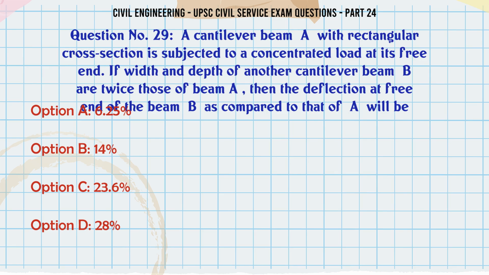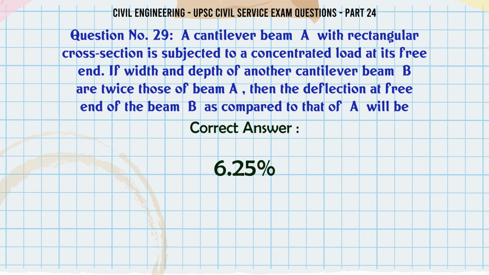A cantilever beam A with rectangular cross-section is subjected to a concentrated load at its free end. If width and depth of another cantilever beam B are twice those of beam A, then the deflection at the free end of beam B as compared to that of A will be A. 6.25, B. 14, C. 23.6, D. 28. The correct answer is 6.25.